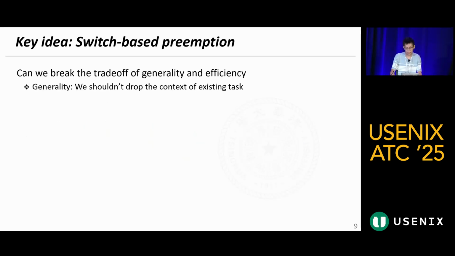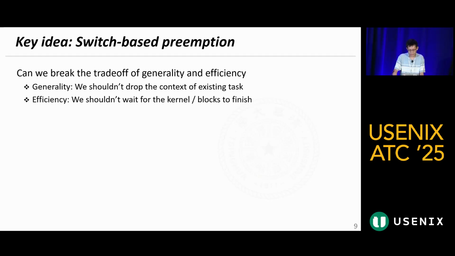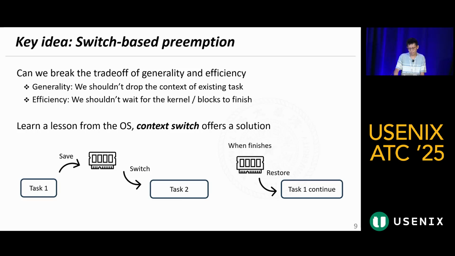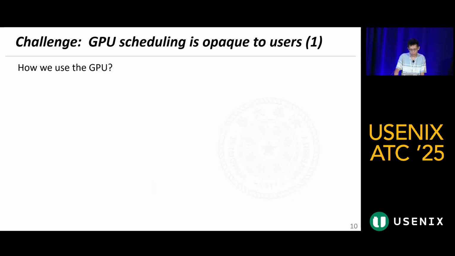To be applicable to non-idempotent tasks, we shouldn't drop the BE task state. To keep a stable preemption latency, we cannot wait for kernels or blocks to finish. Taking inspiration from operating systems, the ideal solution is context switch. The OS can save a task state, switch to another, and restore the original task later. This is both general and efficient. However, this cannot be easily migrated to GPU.